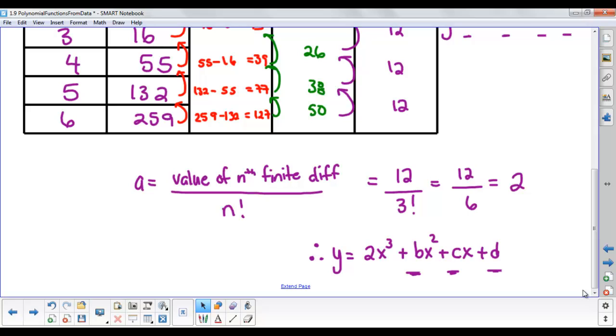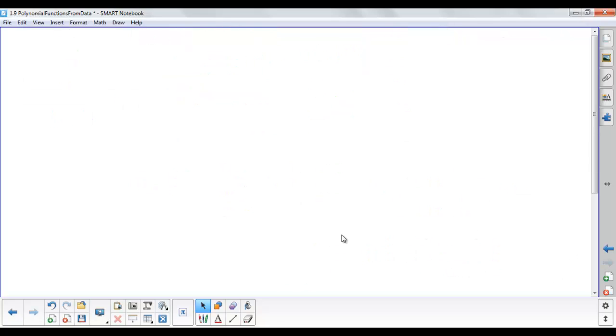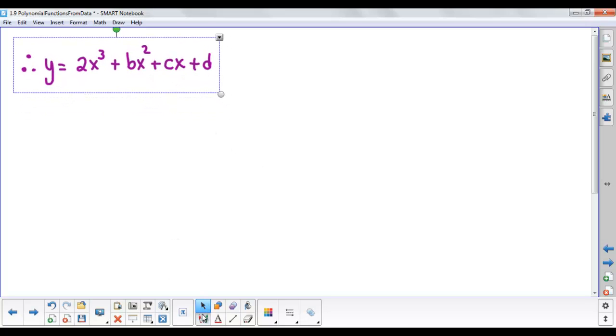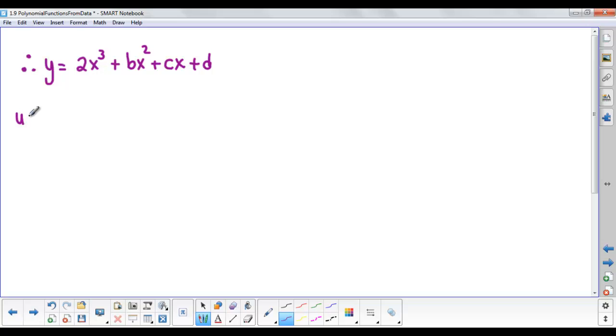Okay, so what we're going to do is we will use this equation, and we're going to create 3 equations so that we can use elimination to solve for b, c, and d. So just go to a clean page so we have a little bit more room. There's our equation again. And we're going to use the points from the table so that we can start creating our equations. So I'll just go back again.